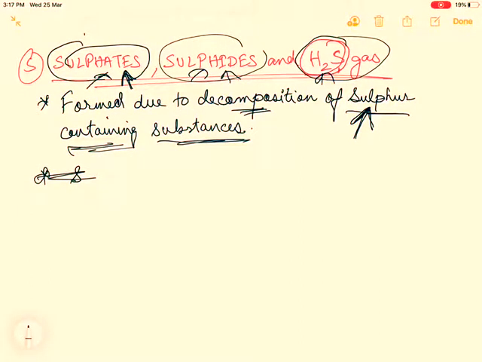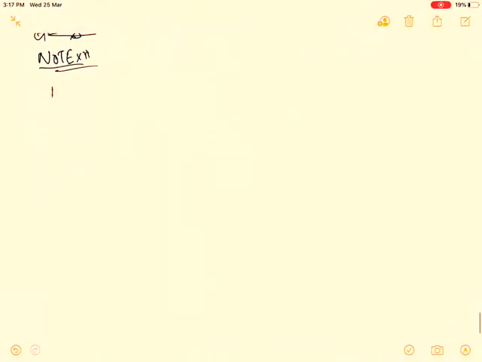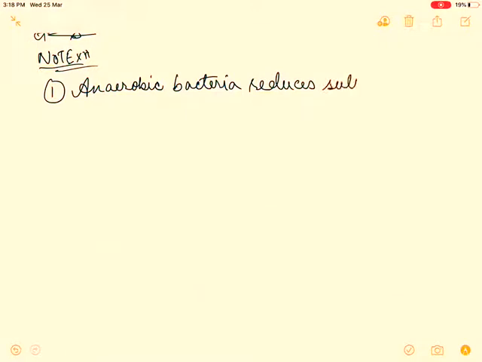Okay, so one more important thing, note for you. Why is the study of sulfate very important? Because anaerobic bacteria reduce sulfates to sulfides and to hydrogen sulfide gas. Okay, so it will be clear by this reaction.